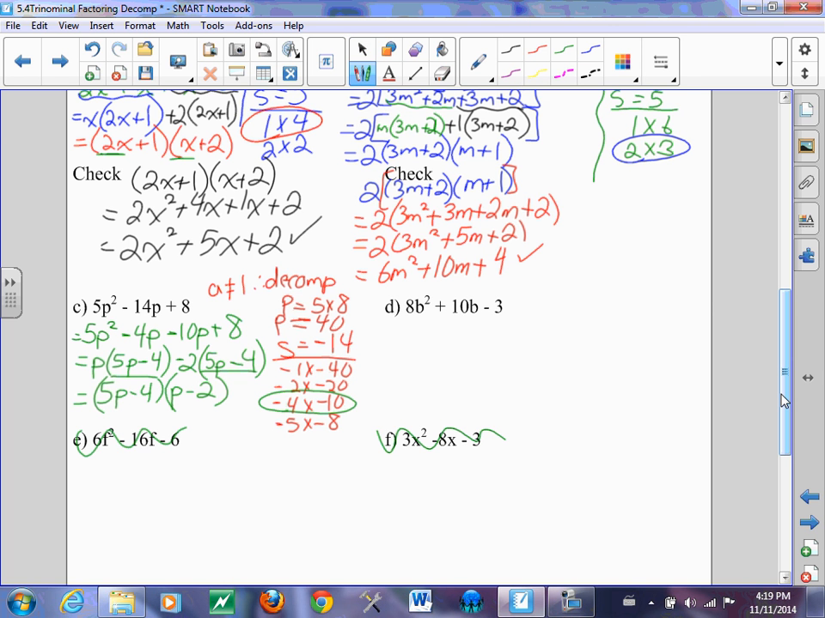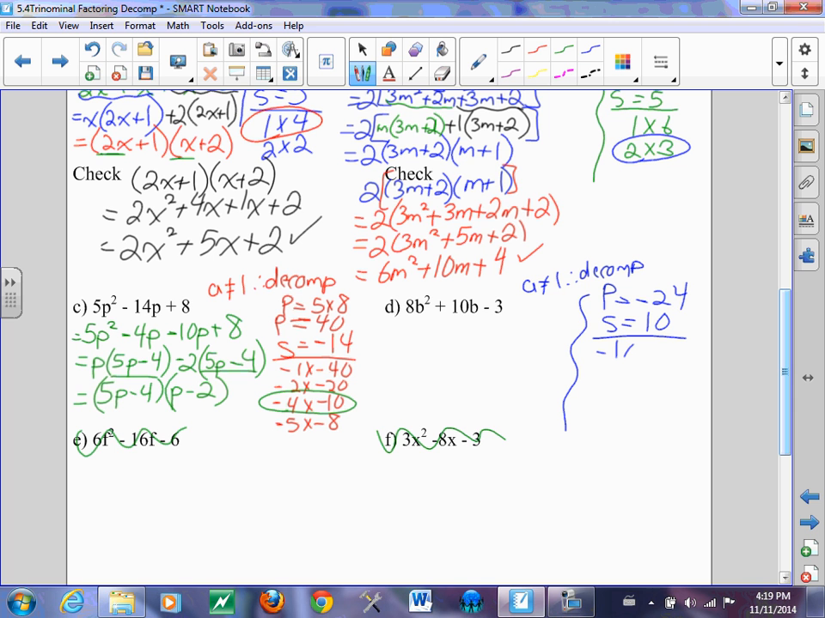Okay, taking a look here, folks. Can we common factor anything out? No, we can't. So we're left with product. A does not equal 1, therefore decomp. So product equals 8 times negative 3, which is negative 24. Sum equals 10. If our product is negative, that means we need 1 negative, 1 positive. If our sum is positive, that means the biggest number has to be positive.